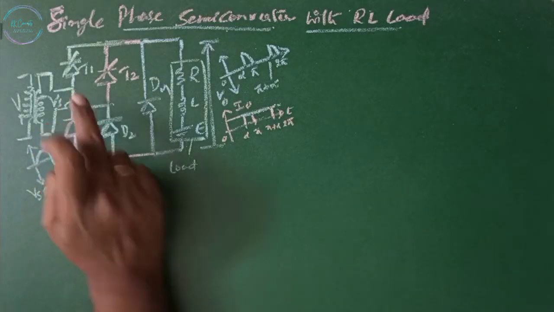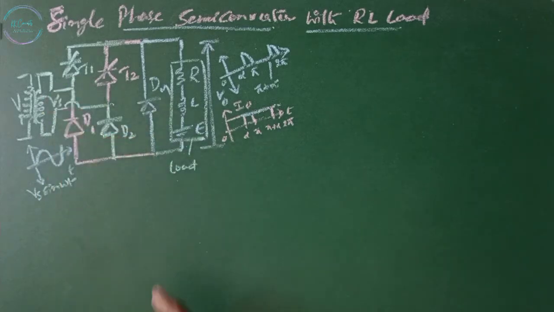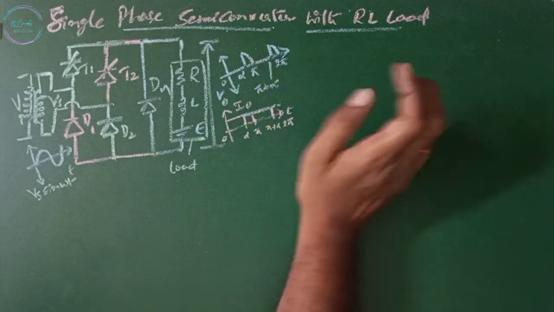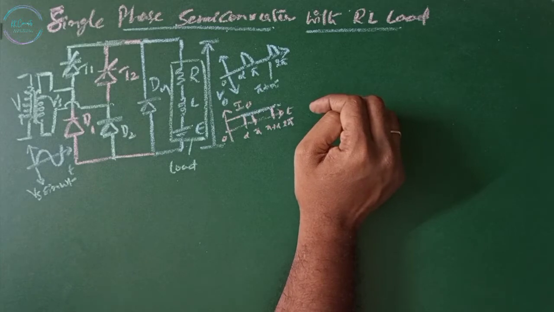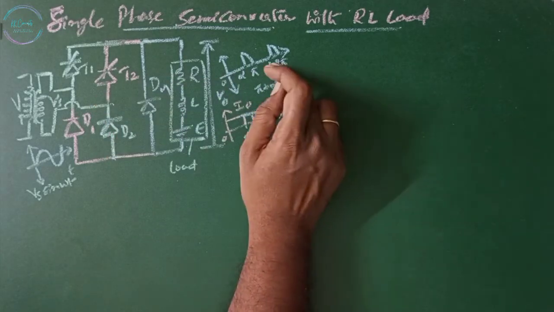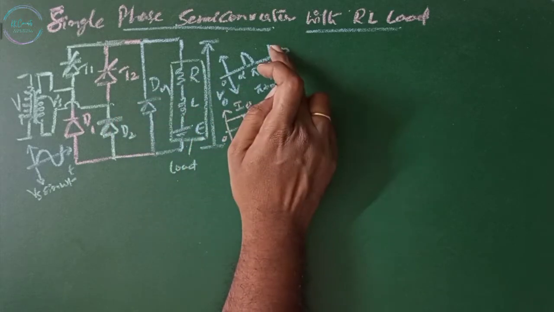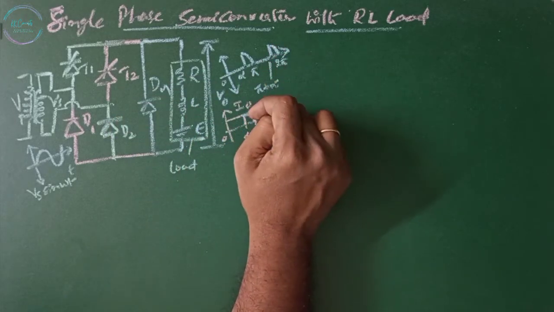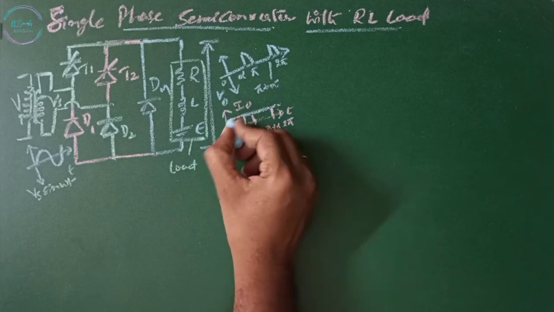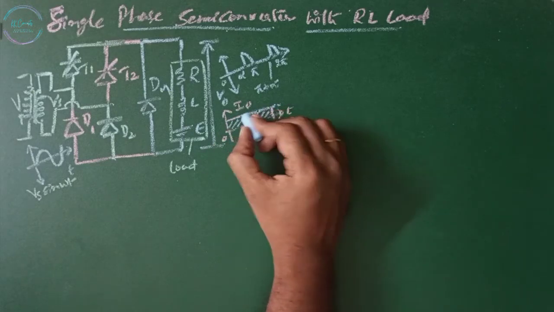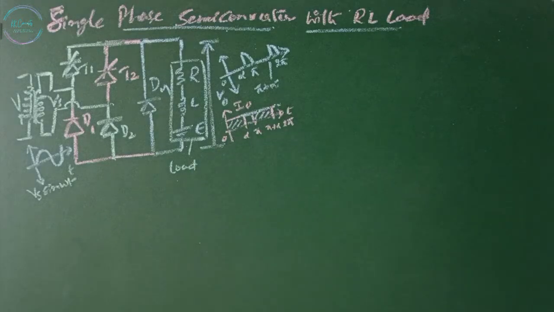When the supply is given in the positive half cycle, T1 and D2 operate and the current flows through the load. When T1 is fired at alpha, voltage appears across the output. In the negative half cycle, T2 is triggered at pi plus alpha and the input voltage appears across the output, but the current is continuous. This is due to a freewheeling diode, and this is also due to the freewheeling diode. The other two parts are due to thyristor conduction.